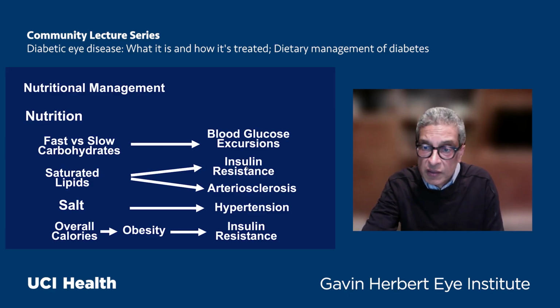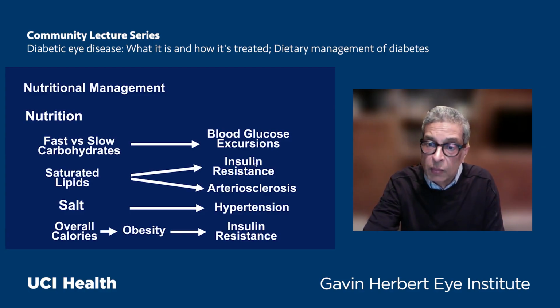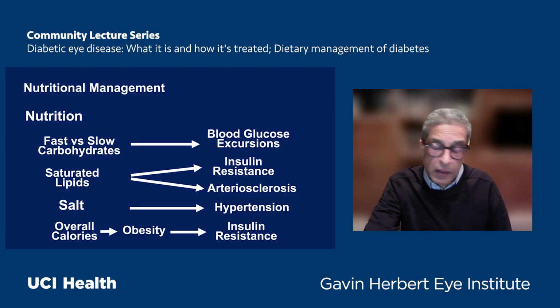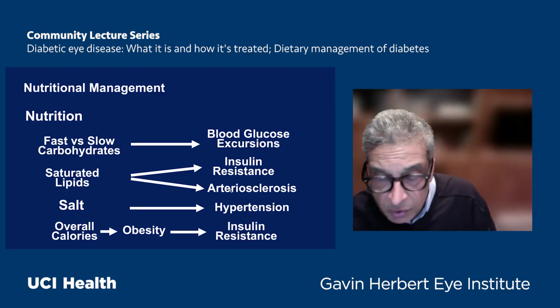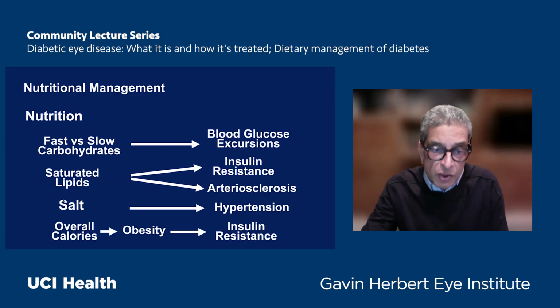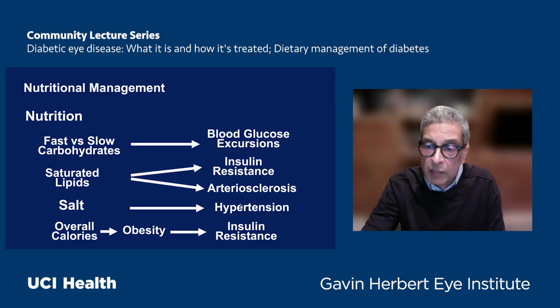There are saturated lipids or fats. Those can cause insulin resistance, so the part that affects how well insulin works on the tissues. And there are also risk factors for arteriosclerosis, leading to heart attack, ischemic stroke, or peripheral artery disease. Then there's salt. High salt content leads to high blood pressure, and that can affect arteriosclerosis as well, and hypertension or high blood pressure can affect insulin resistance.